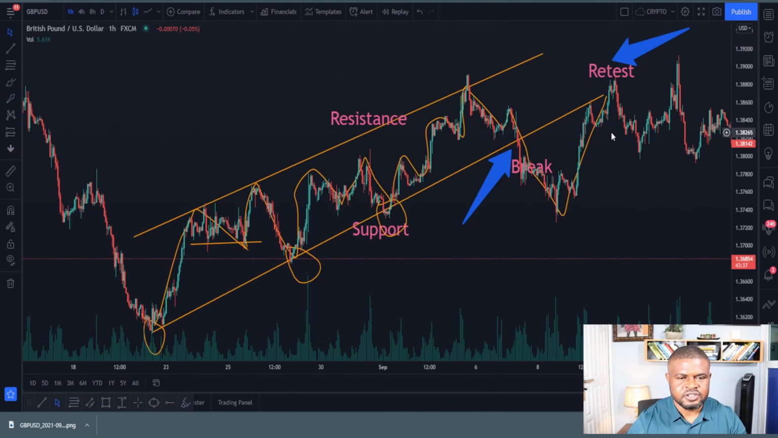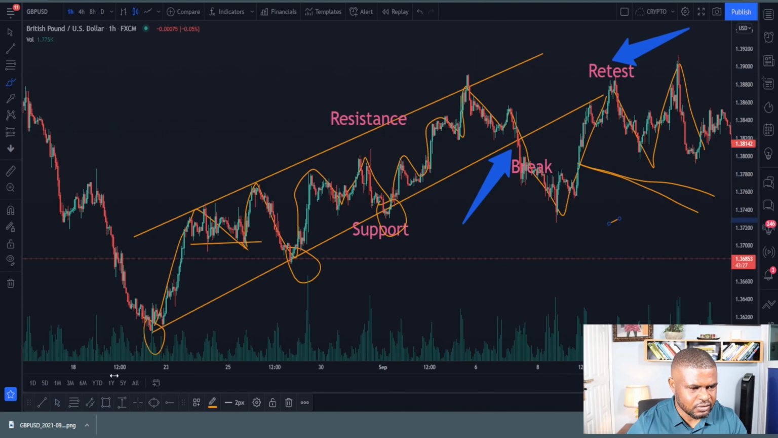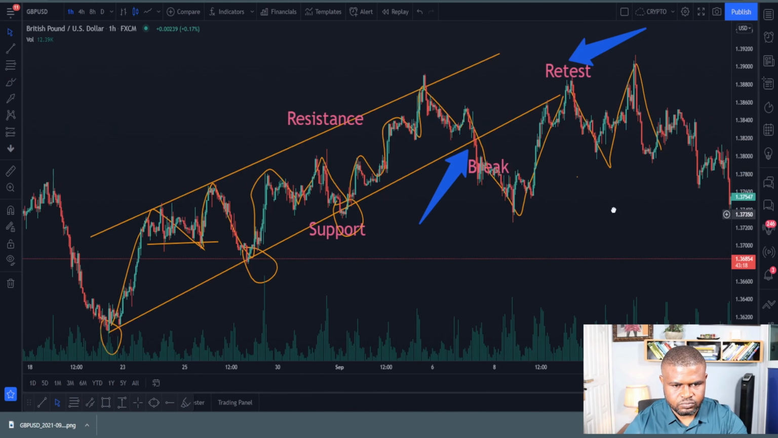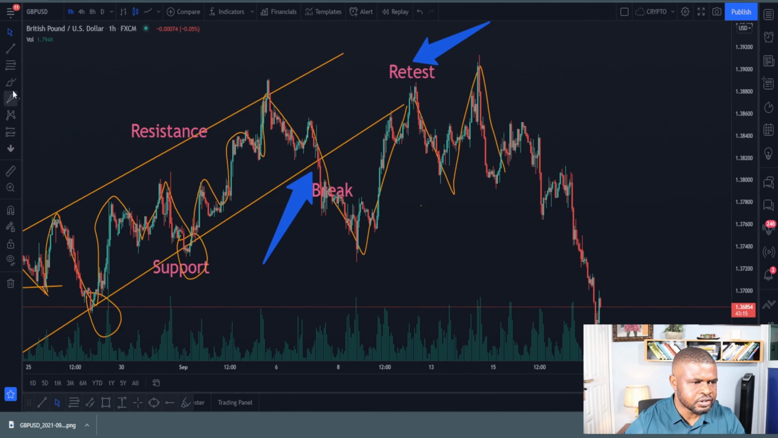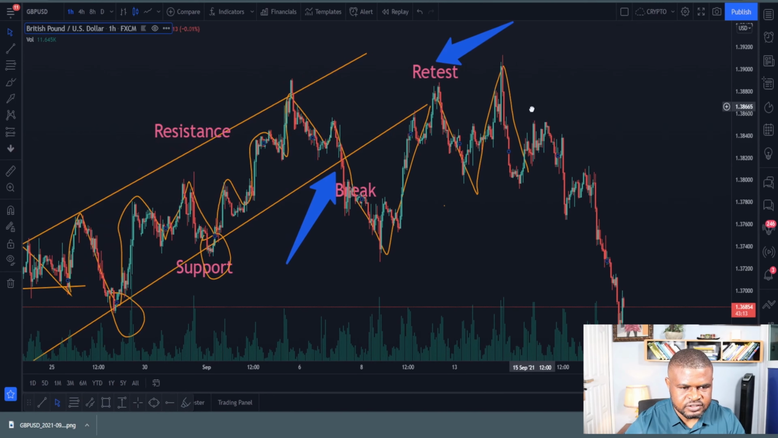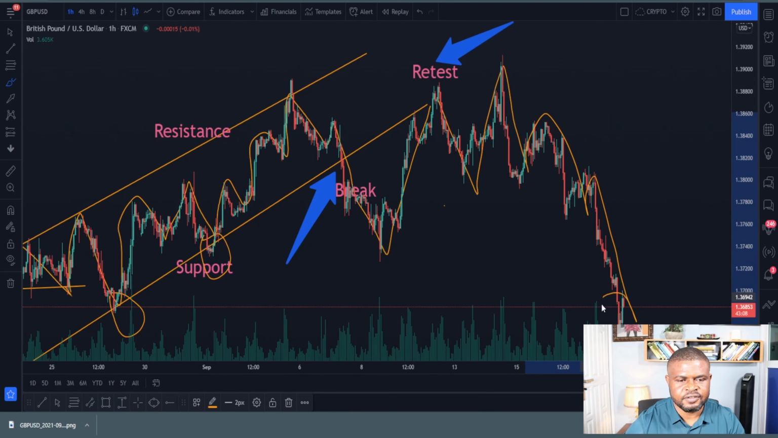And of course the price continues, then moves sideways a little bit, then voila, went all the way down, right? Yeah, and this is currently where the price is trading at the time of recording this video.